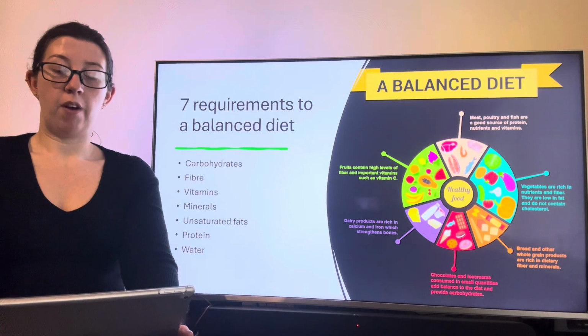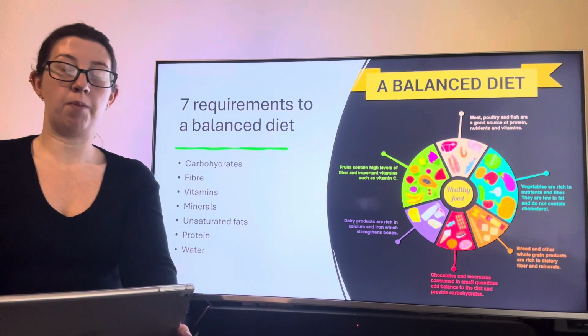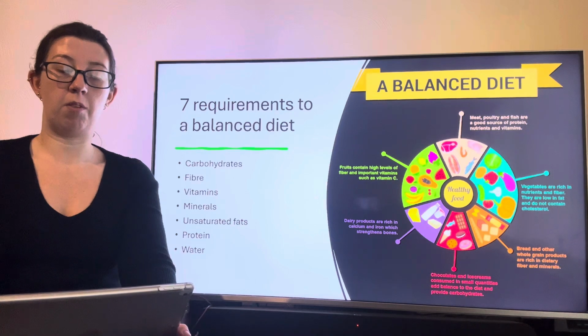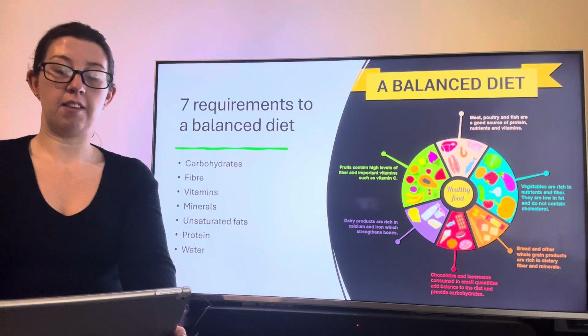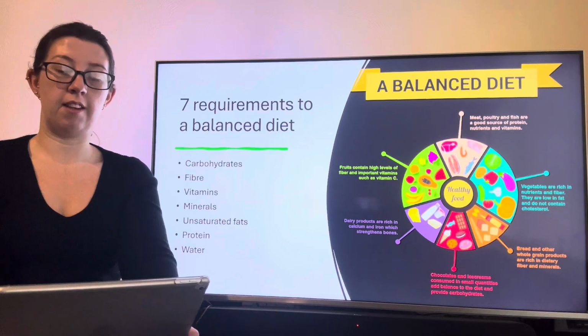Water is the final requirement for a balanced, healthy diet. You should try to consume 1.5 litres to 2 litres of water a day. Water is an easily accessed item. It can be accessed via taps or bottled. Drinking tea, milk, fruit juices and other fluids counts towards your water intake.